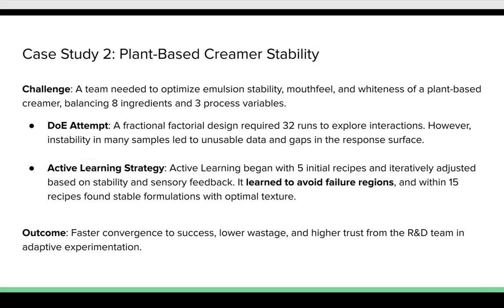Then they tried active learning. It began with 5 initial recipes and iteratively adjusted based on stability and sensory feedback. It learned to avoid failure regions, and within 15 recipes, found stable formulations with optimal texture. Outcome, faster conversions to success, lower wastage, and higher trust from the R&D team in adaptive experimentation.